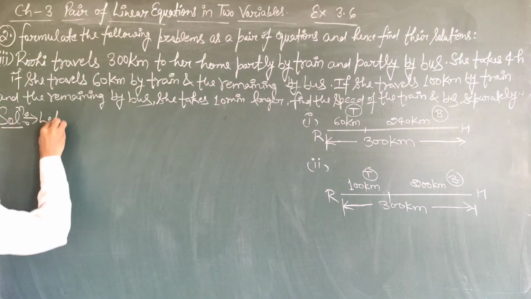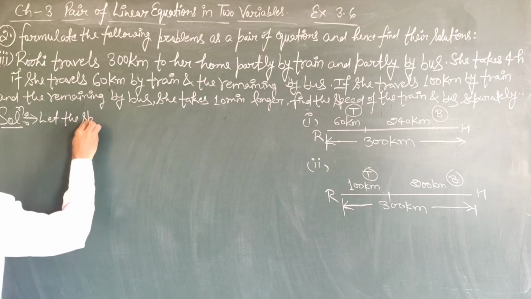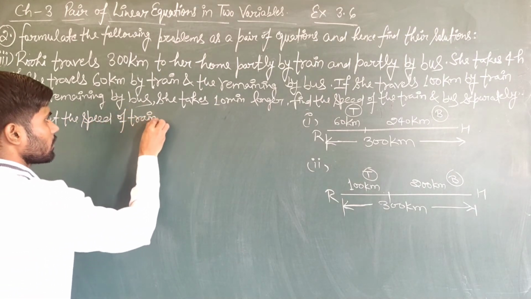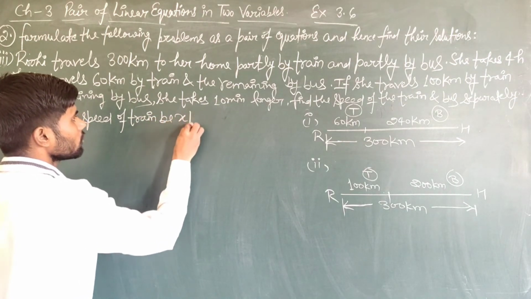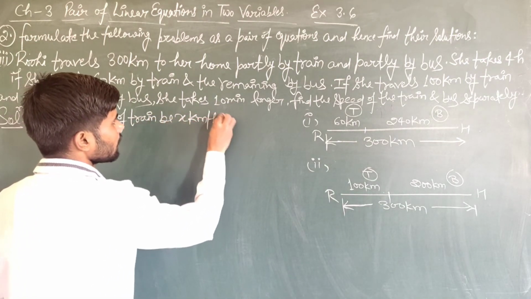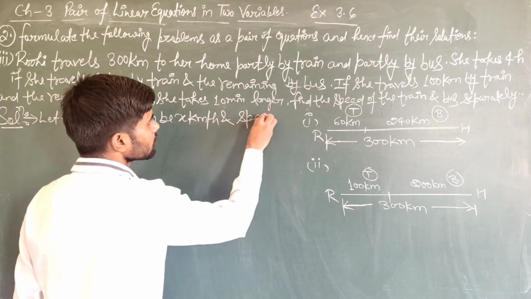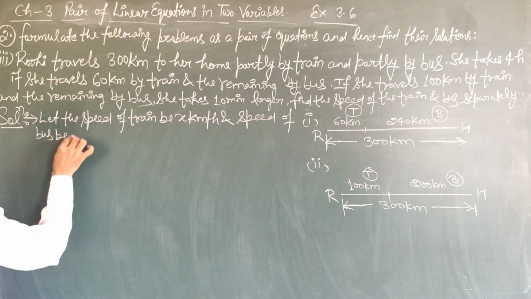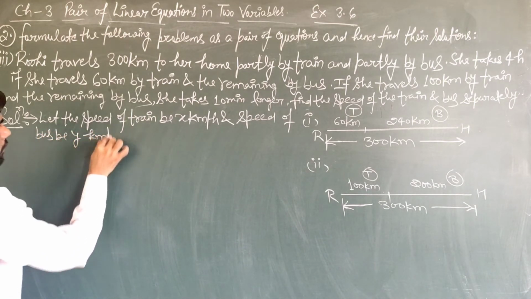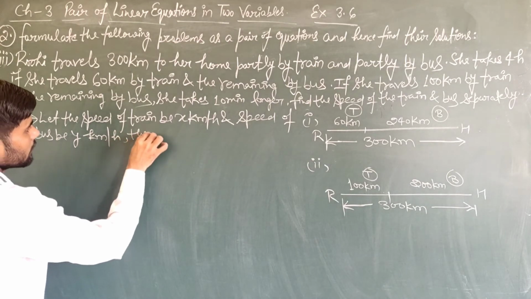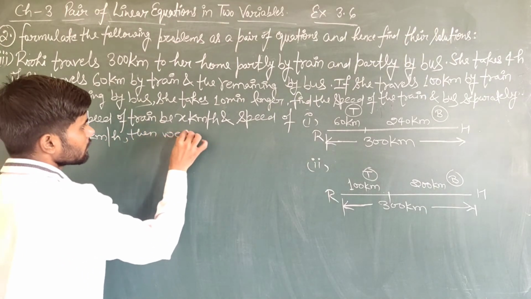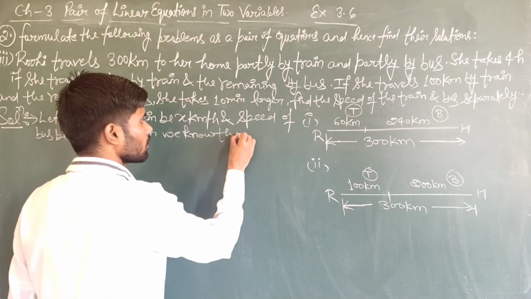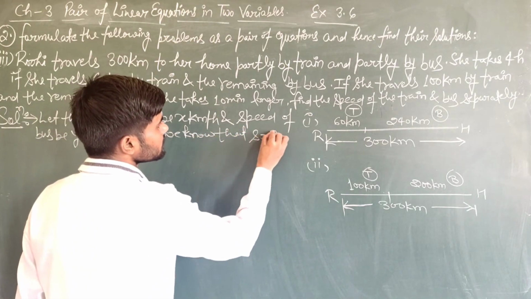These are two conditions, and in this question we have to find the speed of train and bus. We can let the speed of train be x kilometer per hour and speed of bus be y kilometer per hour. Then we know that speed is equal to distance upon time.